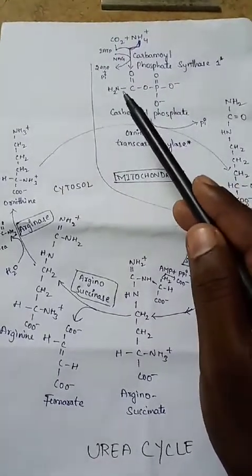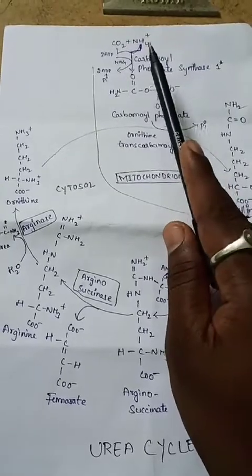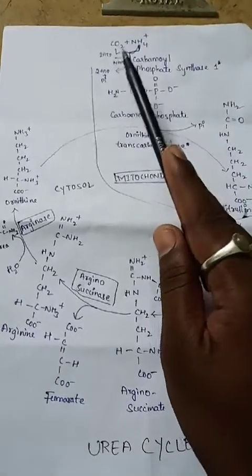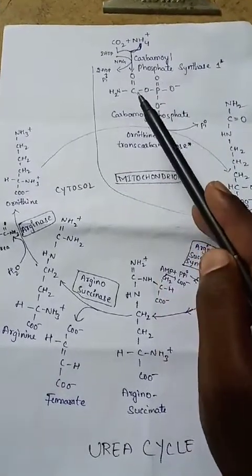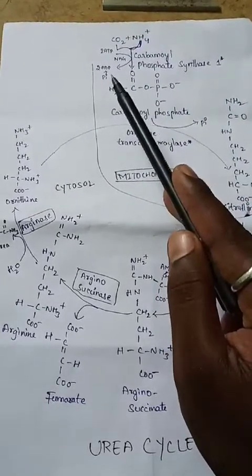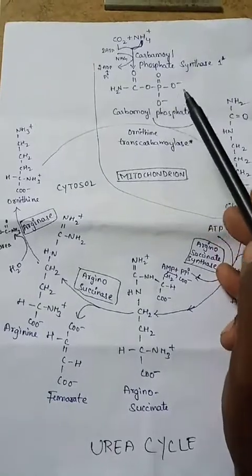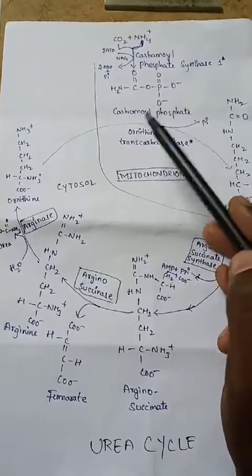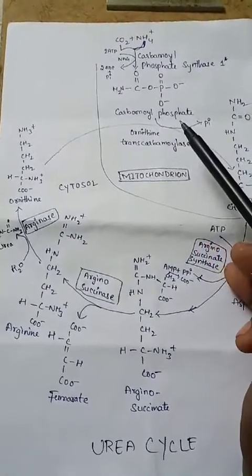In carbamyl phosphate, the NH2 came from ammonium, and this one is a COO. The remaining 2 ATP molecules convert to 2 ADP. So the total compound name is carbamyl phosphate.